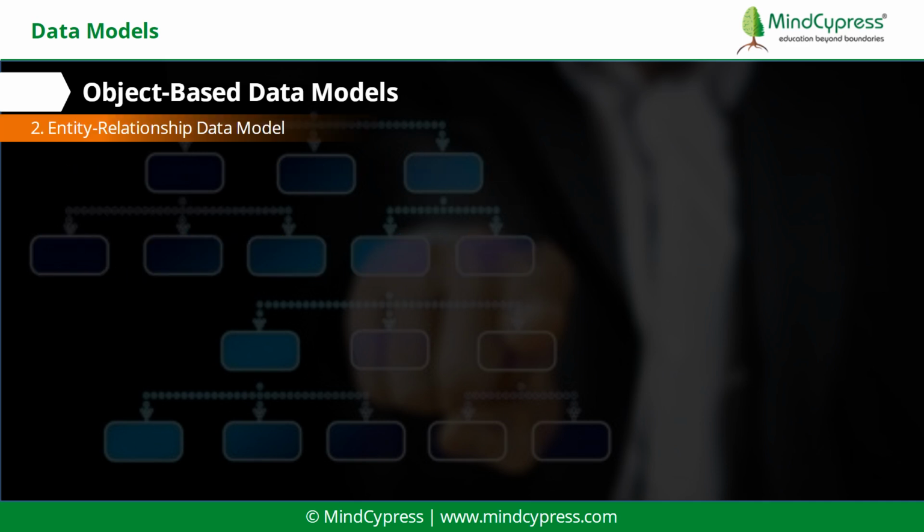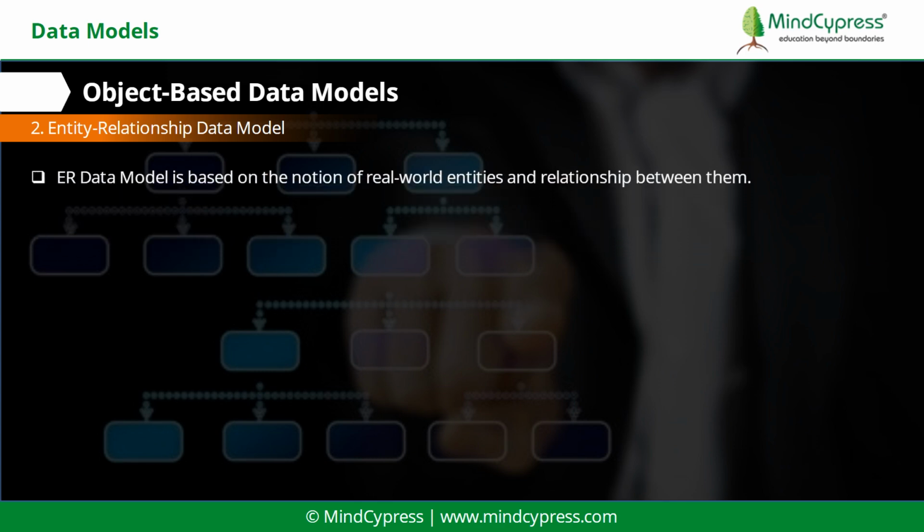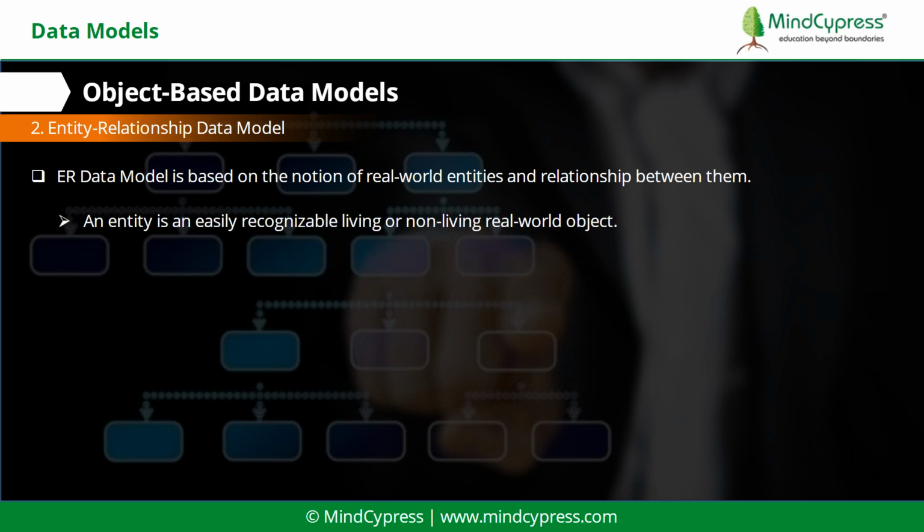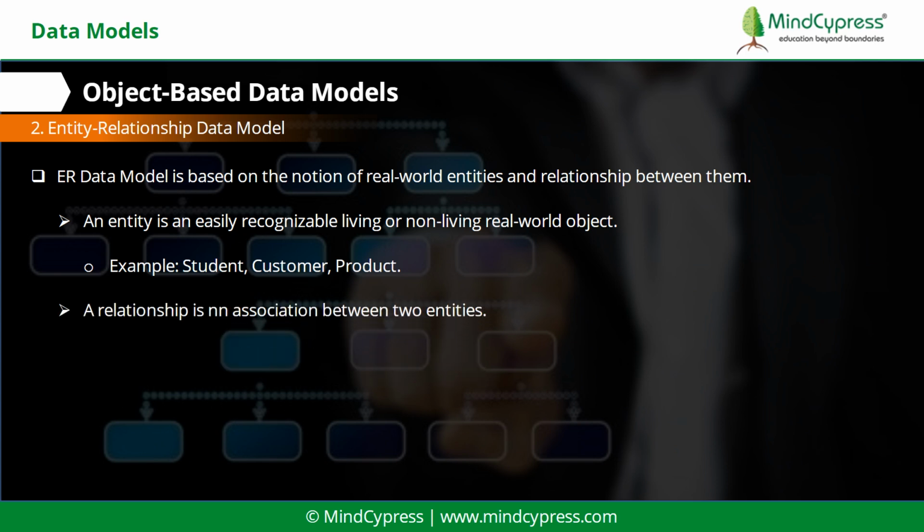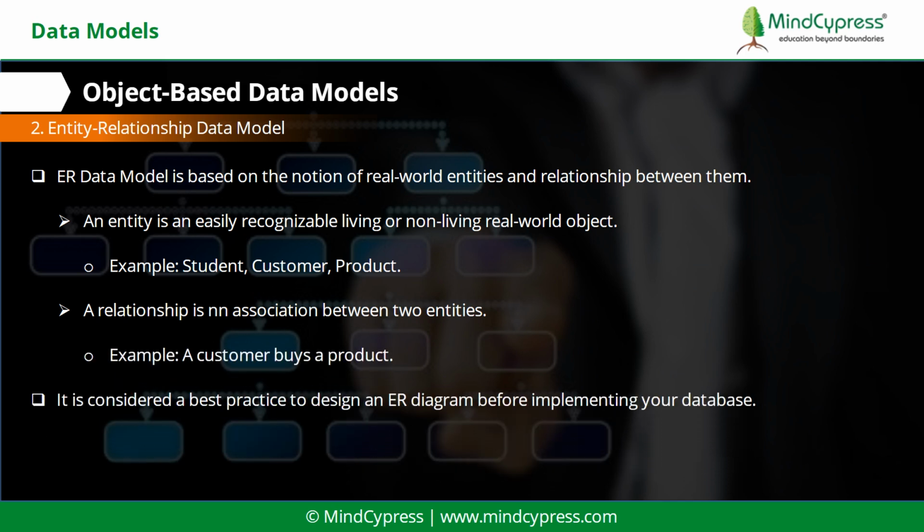Entity relationship data model. This data model is based on the notion of real-world entities and the relationships between them. An entity is an easily recognizable living or non-living real-world object. Example: student, customer, product. A relationship is an association between two entities. Example: a customer buys a product. It is considered a best practice to design an ER diagram before implementing your database.